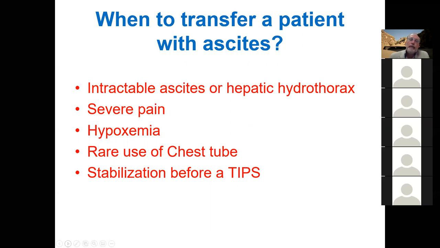Got severe pain, that pain management with ascites could be done in the ICU while you're bringing that fluid under control with large volume paracentesis and considering a TIPS. Hypoxemia, of course, you're gonna move them to the ICU. They may need to be intubated while you're managing that tense ascites. Very rare, as I mentioned, you're gonna use chest tubes. Very common to be considering TIPS in these patients. If you're transferring to the ICU, you should be thinking about a TIPS.